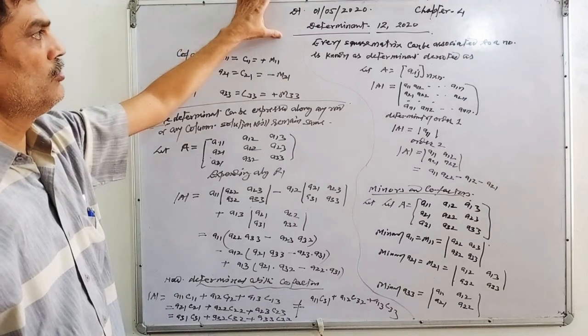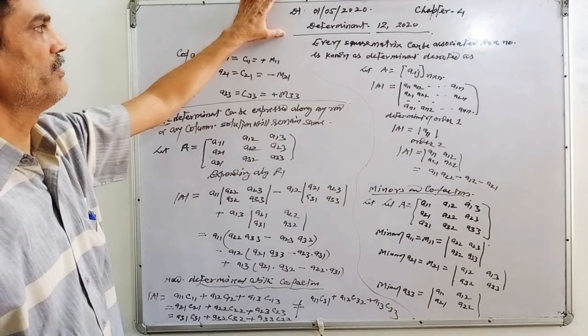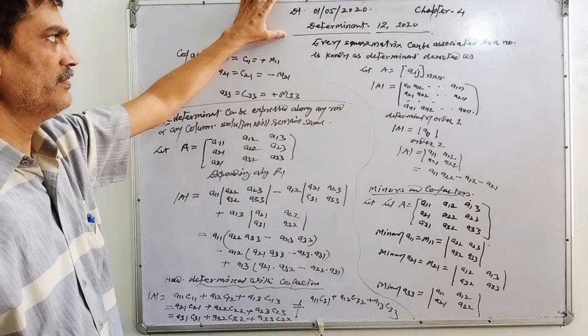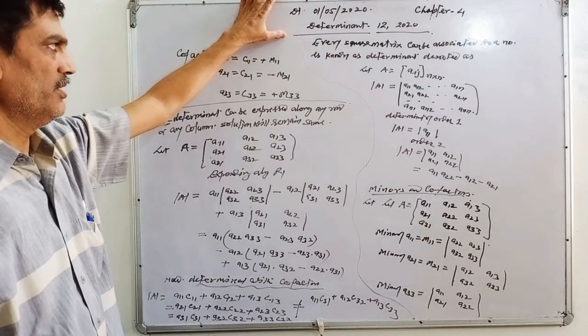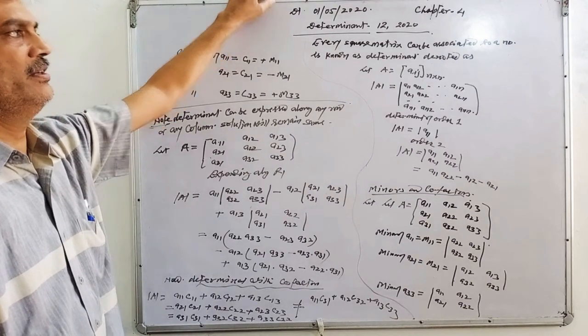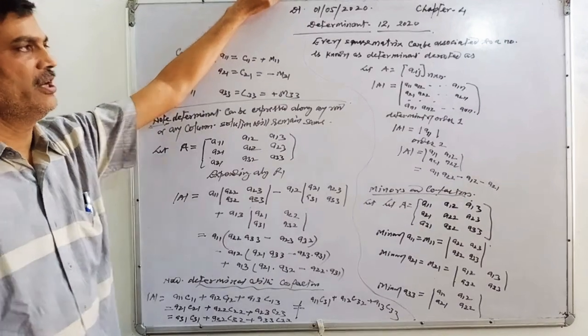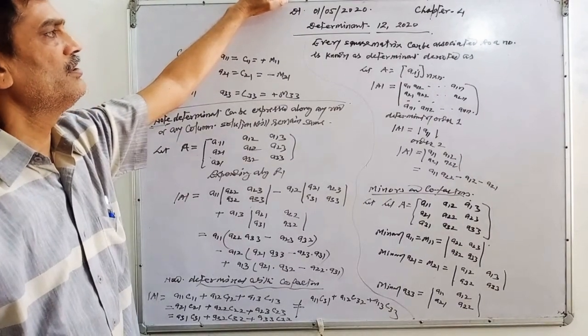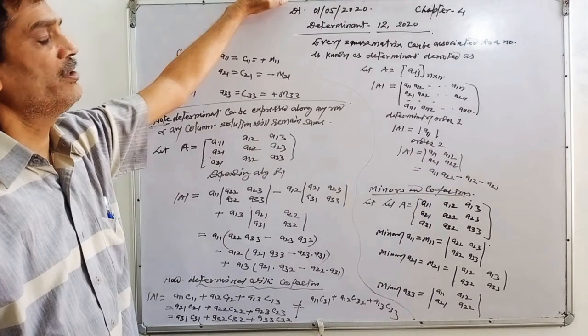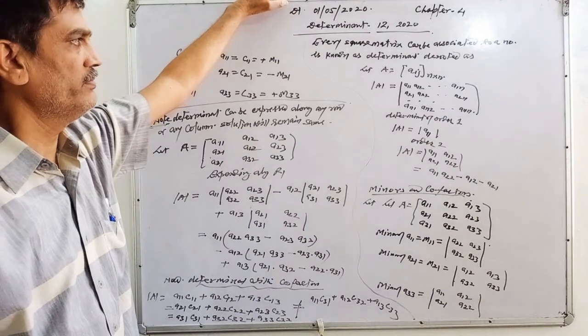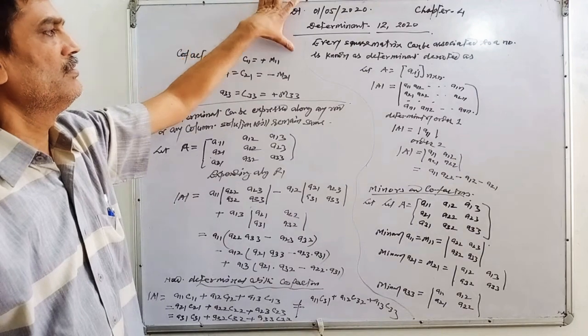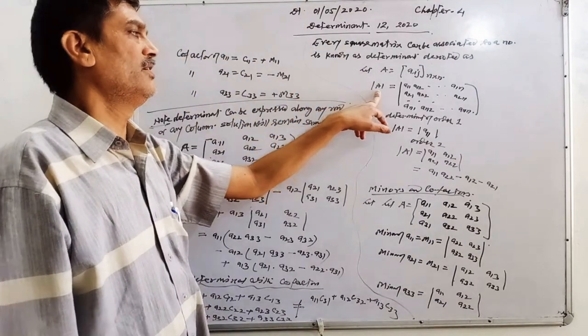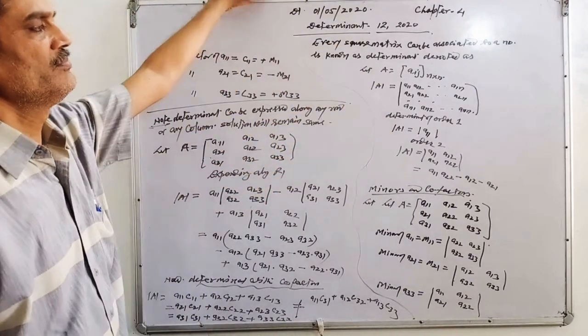Student, today I am going to teach the next chapter, chapter 4, that is determinant. What is a determinant? Every square matrix can be associated with a number, which means determinant. Every square matrix has a solution, denoted by determinant like this, |A|.